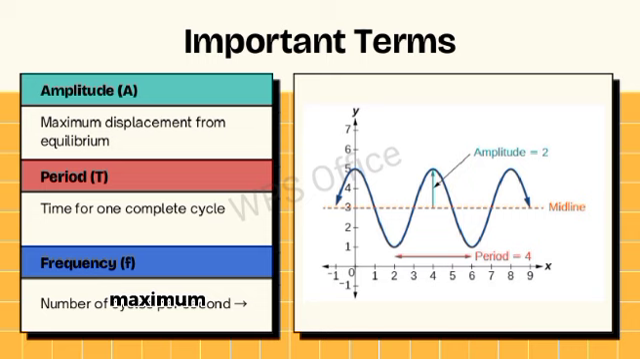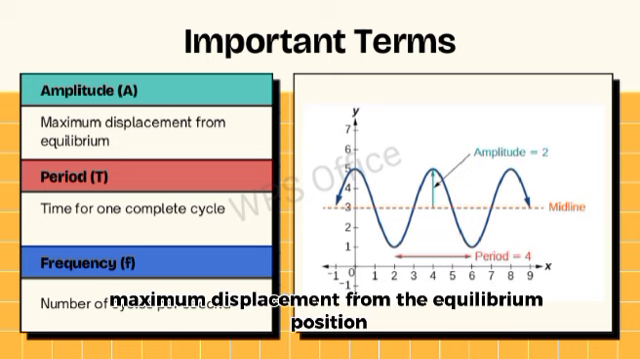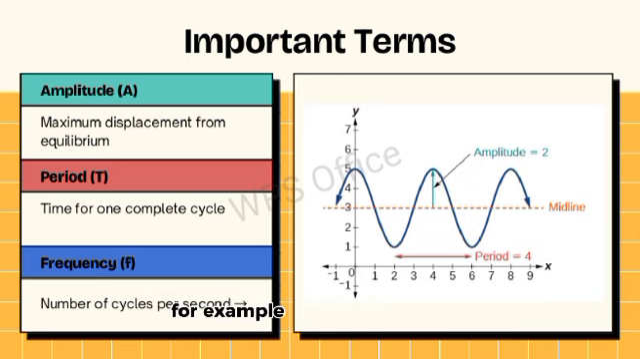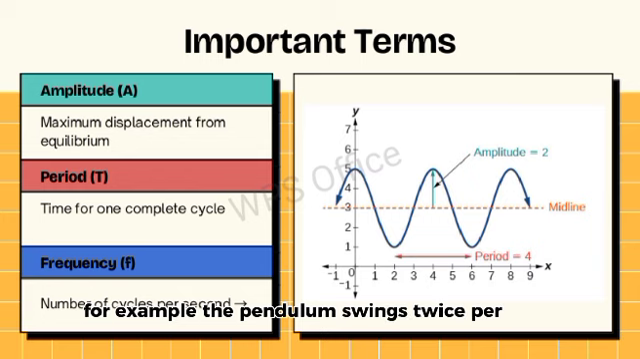Amplitude. Maximum displacement from the equilibrium position. For example, the farthest distance the pendulum swings from the center. Frequency. Number of oscillations or cycles per second. For example, the pendulum swings twice per second.